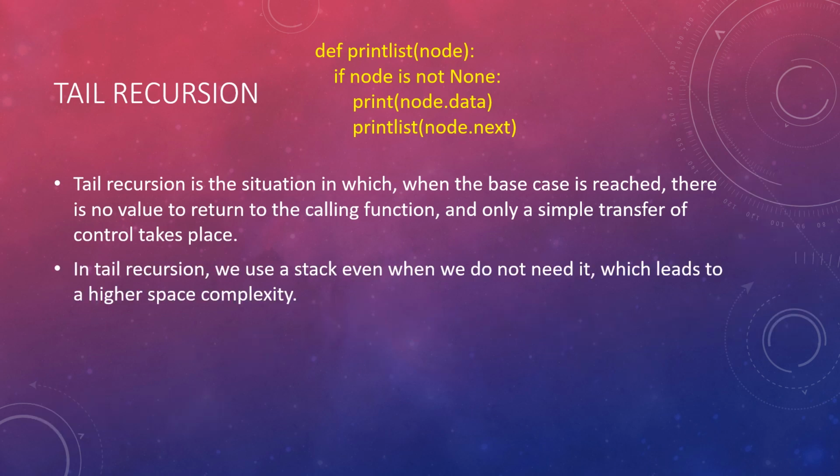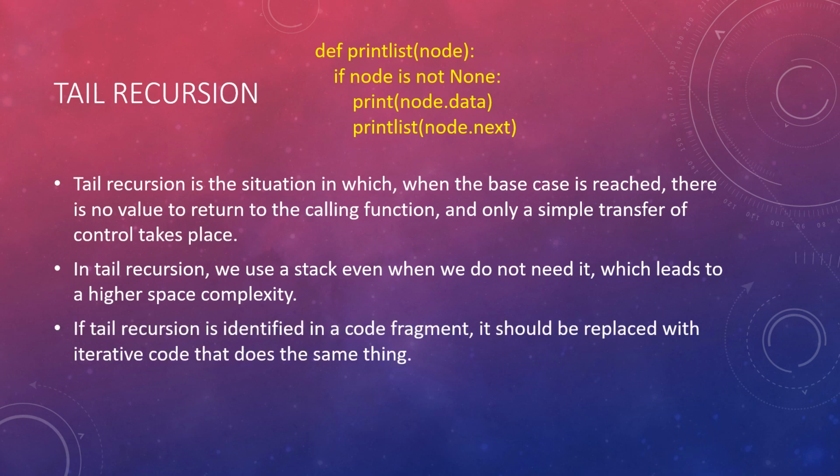In tail recursion, we use a stack even when we do not need it, which leads to a higher space complexity. We are going into recursion and saving items on the runtime stack, but we don't have anything to do in the body of the function. So when control transfers back to the function, it also simply transfers control back to the function that called it.